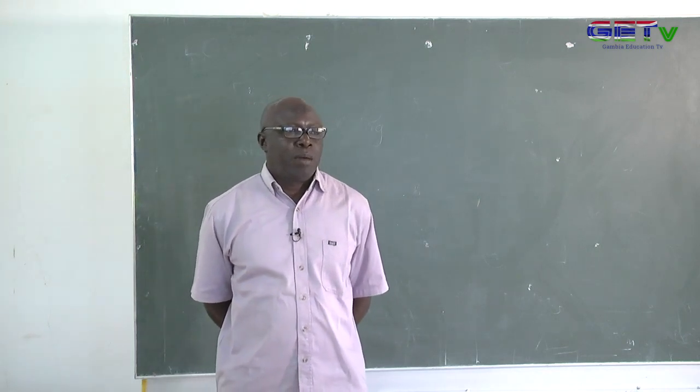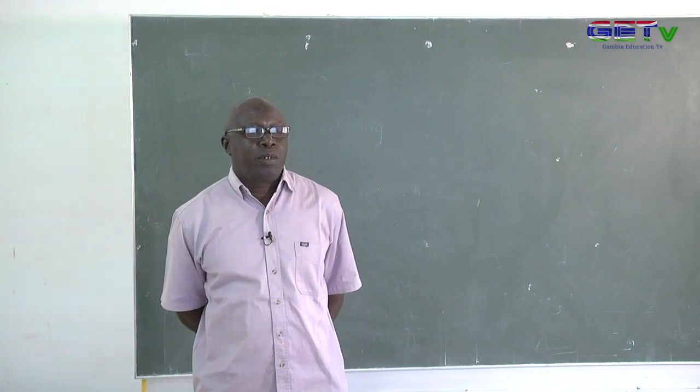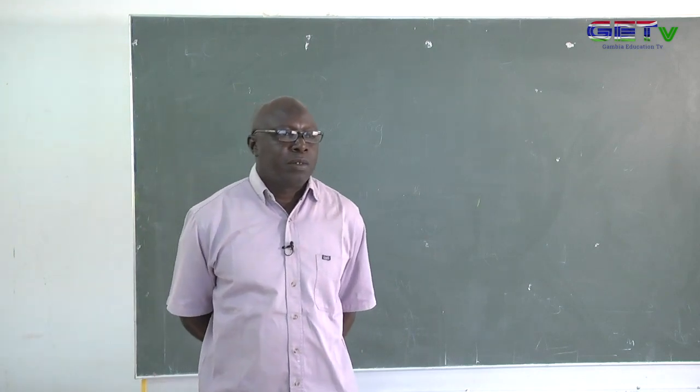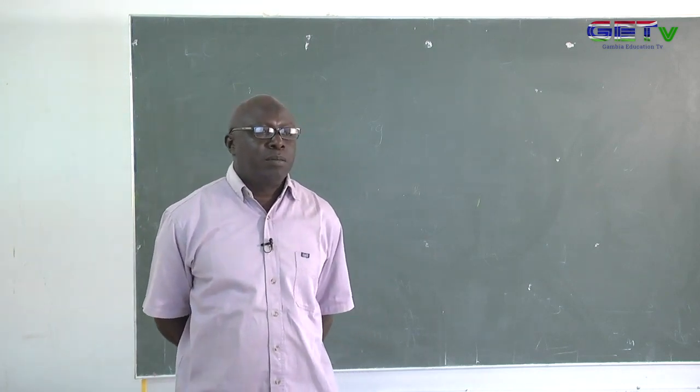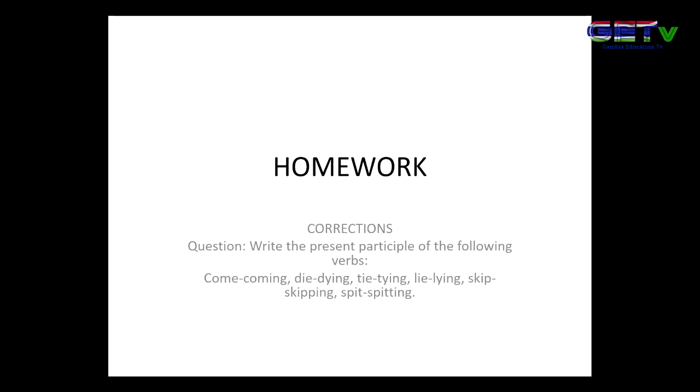Come becomes coming, die becomes dying, tie becomes tying, lie becomes lying, skip, skipping, spit, spitting. Something fundamental here in this homework is some of the points that we learned in the last lesson. That is the rules that we apply when we want to form the present participle of the verb.